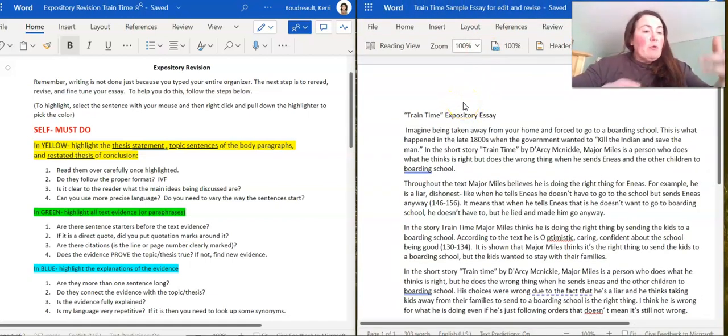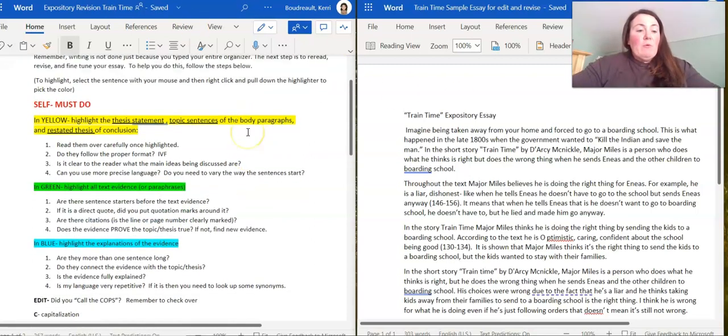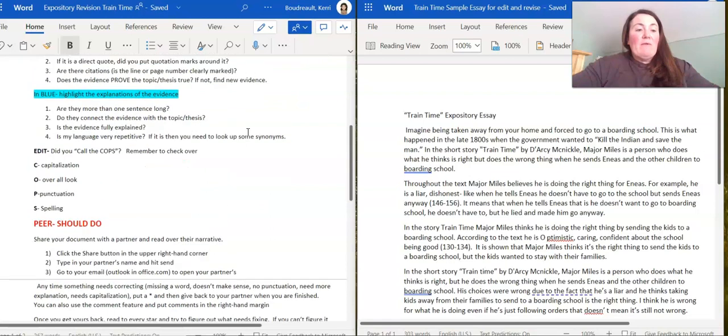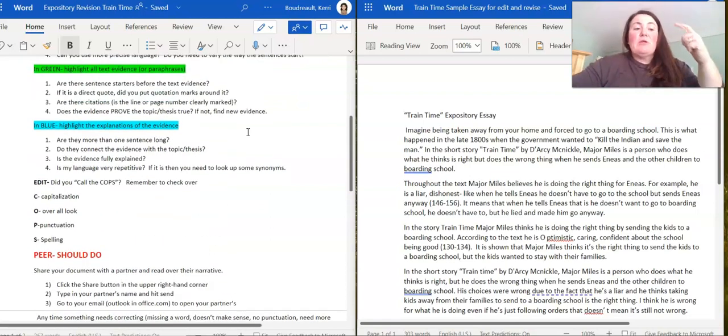So now, looking down my list, I'm going to be highlighting those major things I have to have in there. So thesis statement, topic sentences, restated thesis are going to be yellow. In green, we're going to do our text evidence. And in blue, we're going to do our explanations. And while we're doing this, we're going to have our editing going on for COPS, right? We're going to be looking for capitalization, overall look, punctuation, spelling.